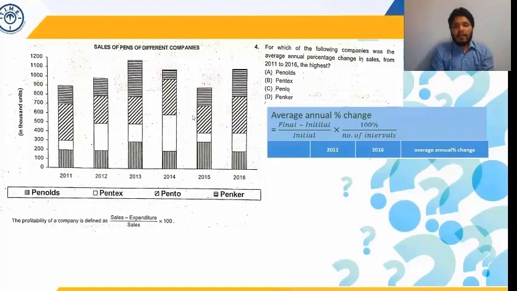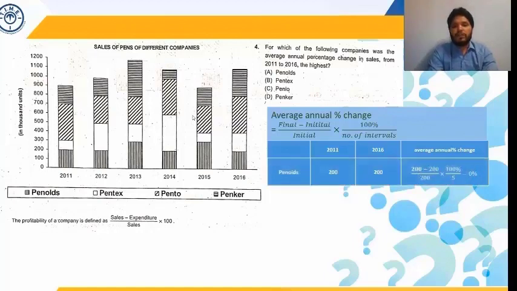Okay, so let's calculate it for each year here. So first let's calculate it for Penoids. So for Penoids in 2011, which is the initial year, it is 200,000 units, and in 2016 it is again 200,000 units. And we have discussed the formula to calculate average annual percentage change or simple average growth rate: final minus initial divided by initial into 100% divided by number of intervals. So final quantity is 200,000 minus 200,000 divided by 200,000 into 100% divided by 5 is going to be 0%.